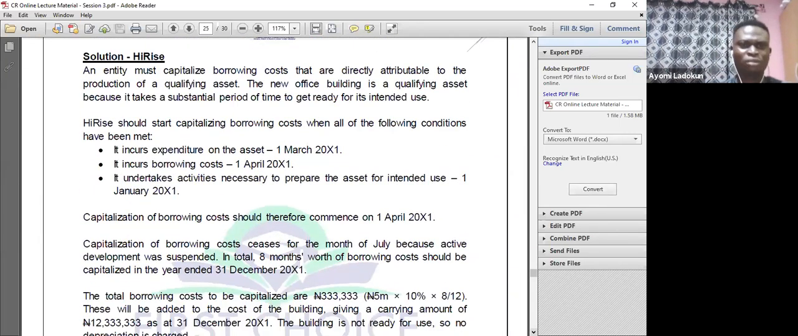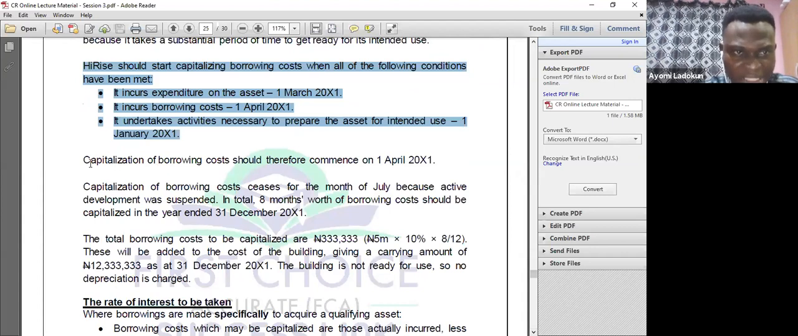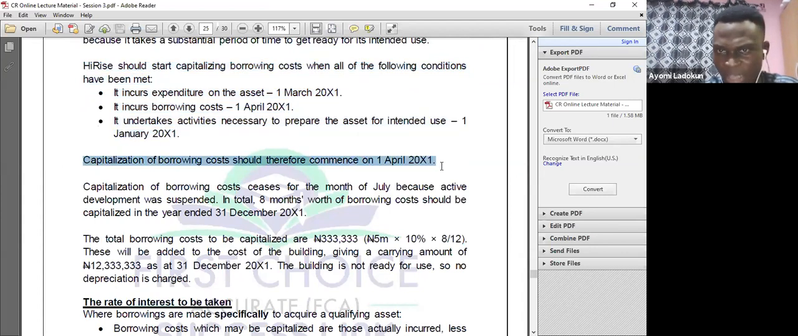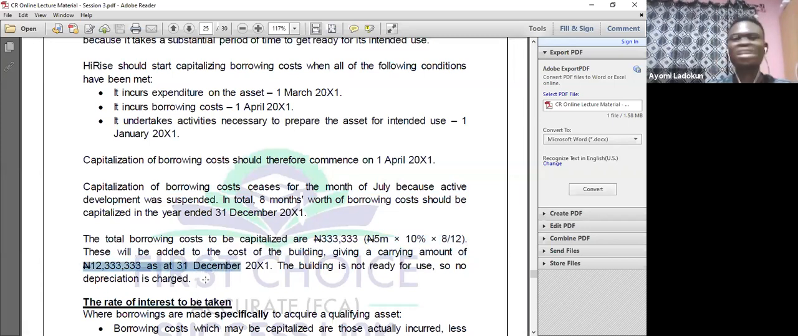So let's look at what I've just explained. Can you see? To make things easier for yourself, you do this for the examiner. Capitalization of borrowing cost will commence in April. Then capitalization of borrowing cost ceased in the month of July because active borrowing was suspended. So in total, 8 months worth of borrowing cost will be capitalized. It's very simple: 5 million, 10%, 8/12. So you have this figure, and you now add it to the 12 million as of December.